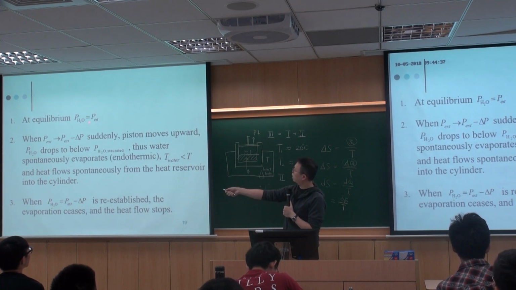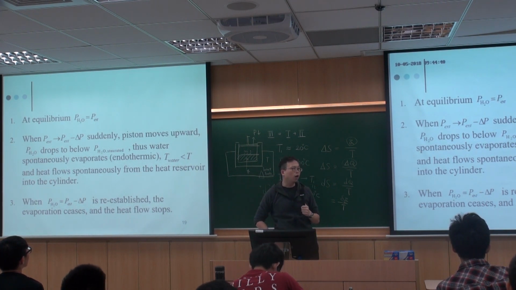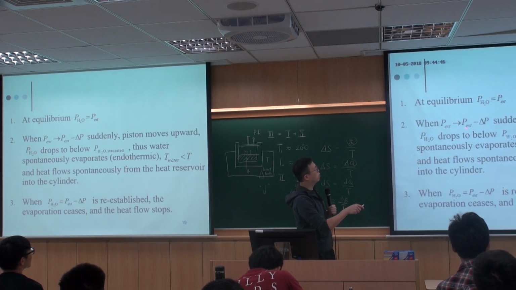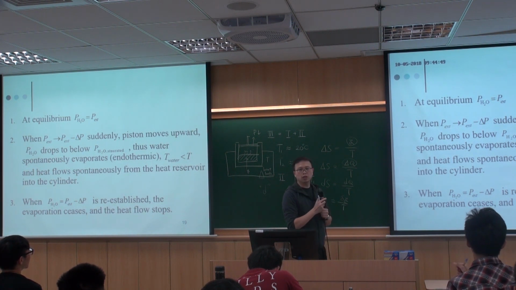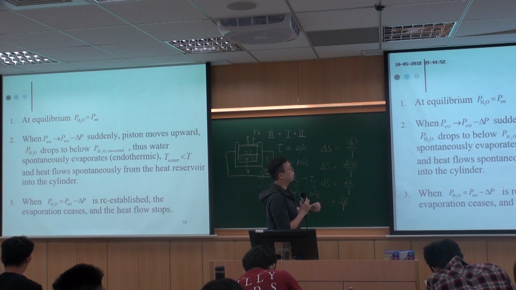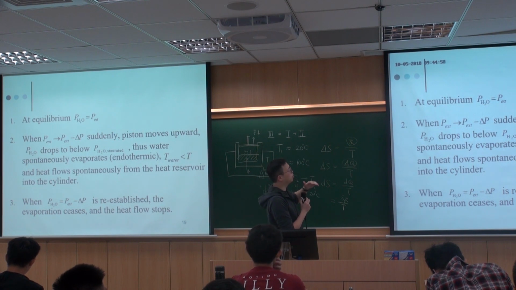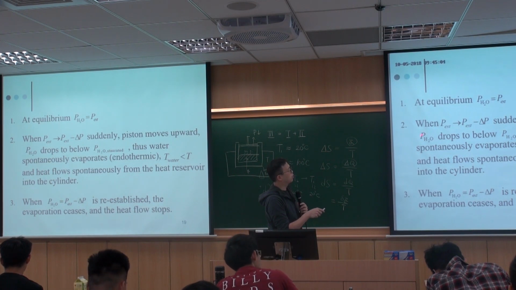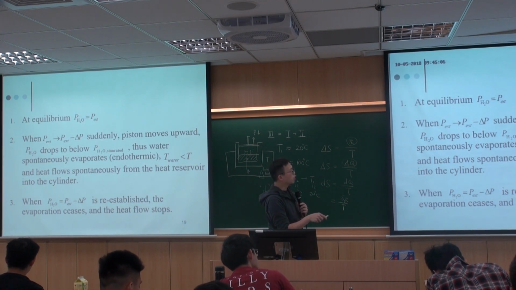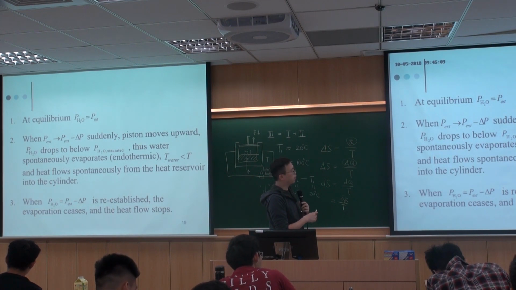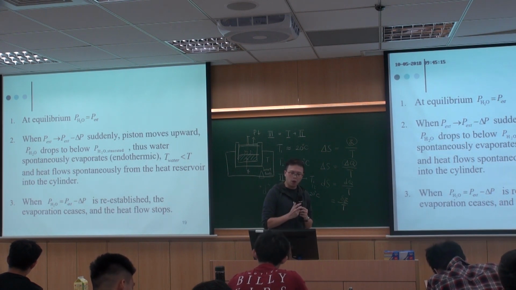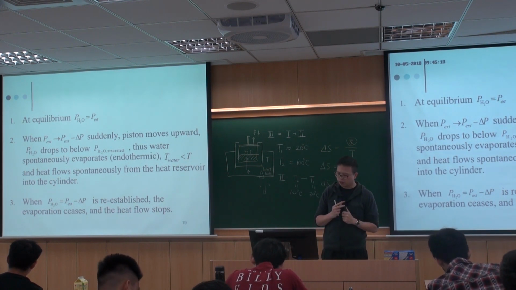the pressure over here that we enforce onto the piston is the same as the vapor pressure of the water. However, when you reduce the pressure by a certain amount, let's say P external minus delta P, so originally it's P external, and then you suddenly pull this up, and the pressure is released by a huge amount. Then the pH2O, I mean the saturated pressure, will also drop below the original saturated pressure of the water. So there's a spontaneous evaporation of water from the liquid side to the vapor side.